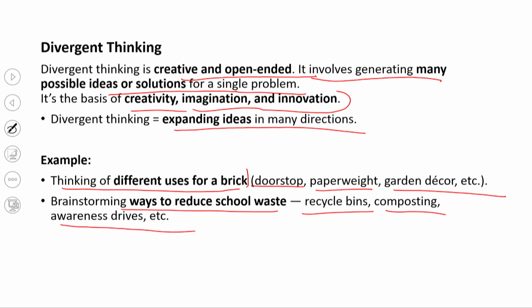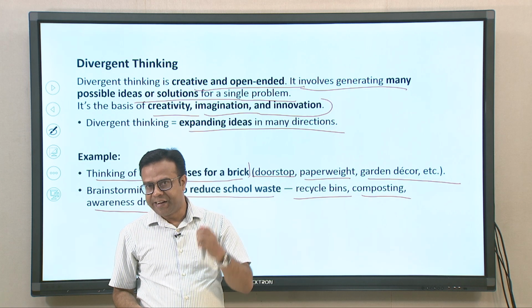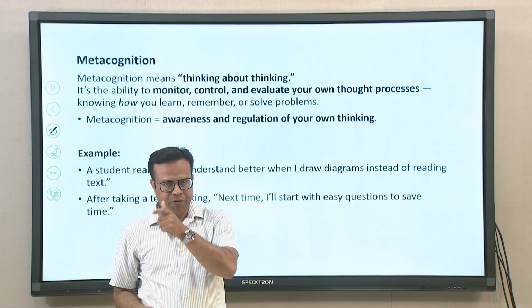Compositing, awareness drive, etc. These are all examples of multiple ways of brainstorming, and a lot of the brainstorming that we do is basically a divergent thinking process. You try to find multiple solutions to a problem. So, these are all examples of divergent thinking, and creativity comes from divergent thinking.